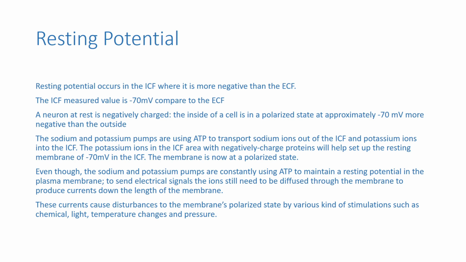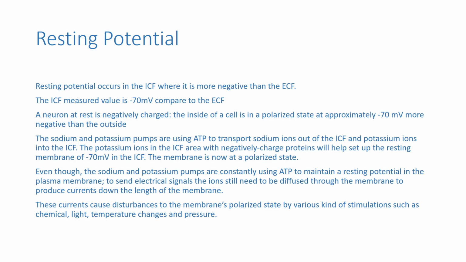The inside of a cell is in a polarized state at approximately negative 70 millivolts, more negative than the outside. The sodium and potassium pumps are using ATP to transport sodium ions out of the ICF and potassium ions into the ICF. The potassium ions in the ICF, along with negatively charged proteins, will help set up the resting membrane potential of negative 70 millivolts in the ICF. The membrane is now at a polarized state.